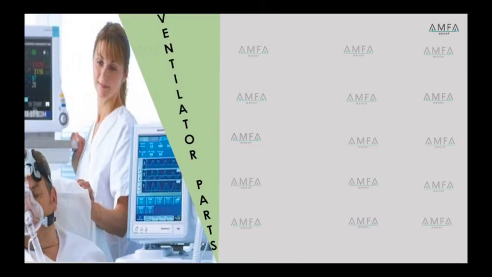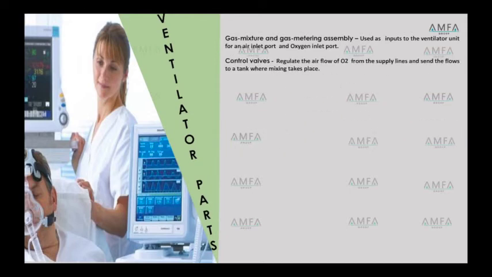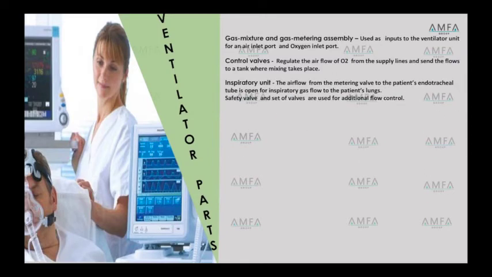Now let's have a look at the different parts of the ventilator. First, it has a gas mixture and gas metering assembly, which provides inputs to the ventilator unit through an air inlet port and an oxygen inlet port. Then comes a control valve, which regulates the airflow of oxygen from supply lines and sends the airflow to a tank where mixing takes place.